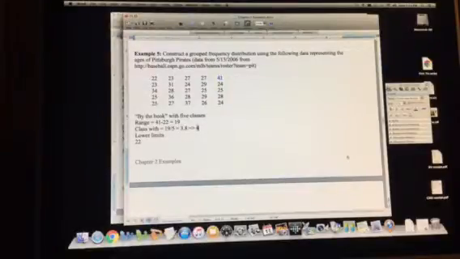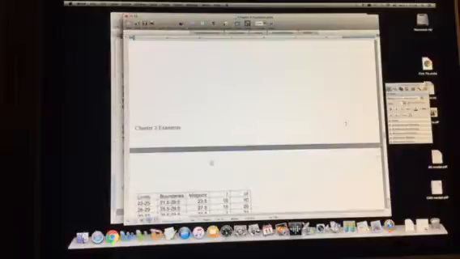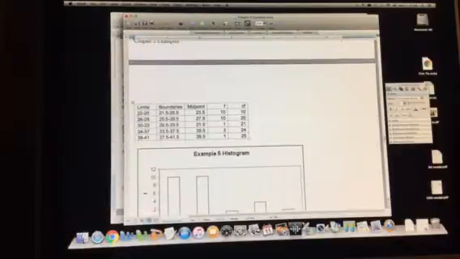Now, we need to find the lower limits. So we start with our lowest value, 22. And then we're going to add our class width to that. So I'll scroll down here to the table. Our limit for the first class is 22. Add 4: lower limit for the second class, 26. Lower limit for the third class, 30.